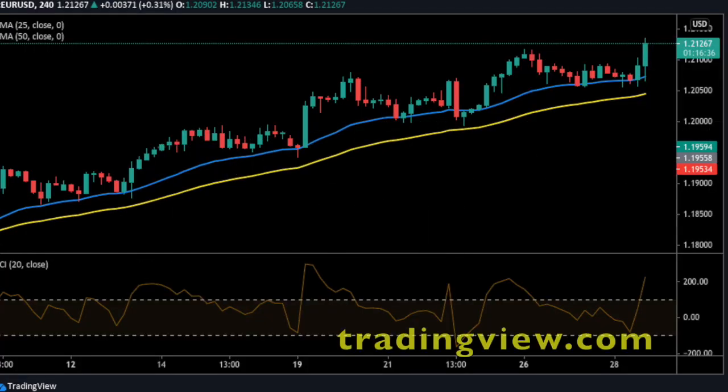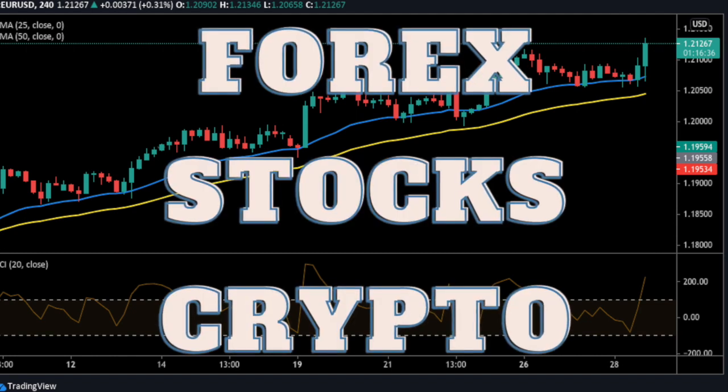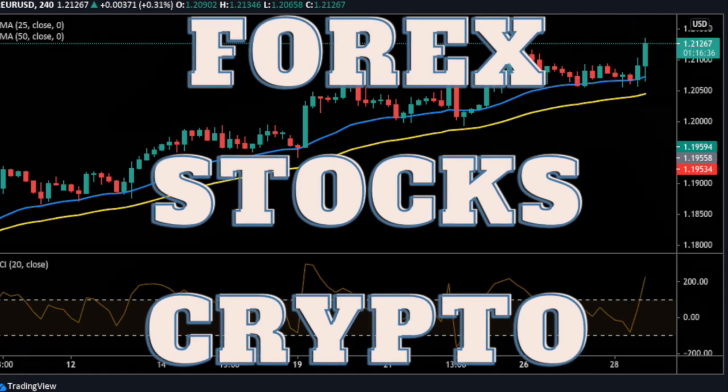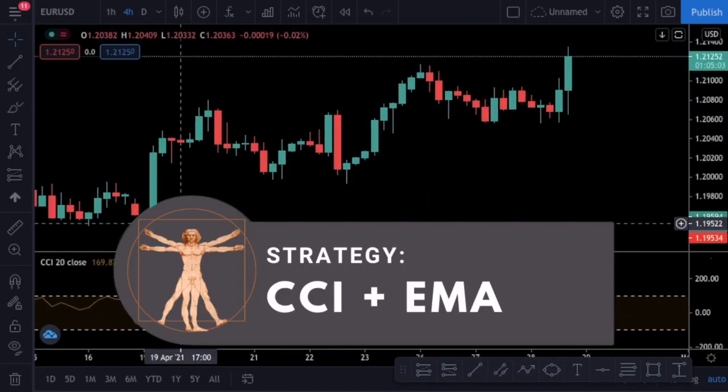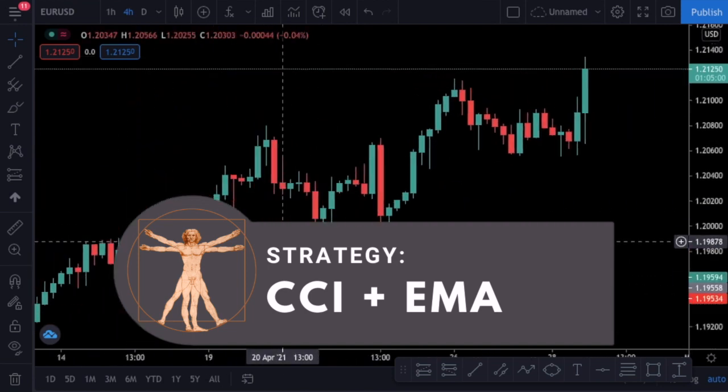First thing first, let's open tradingview.com. Before you ask, let me tell you that you can use this strategy in Forex, stocks, and crypto markets. You can apply the same strategy in any instrument you want. The strategy we will use is called the CCI, Moving Average Strategy.